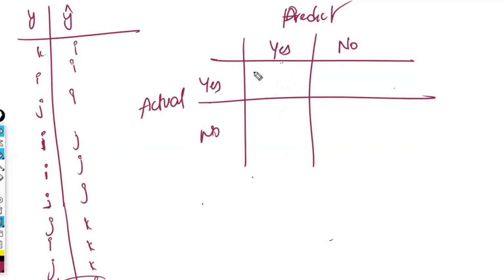Now, this value is where actually the person is having cancer and predicted also cancer. For this, no problem, you have done it correctly. Now, the person actually has cancer, but you have predicted no cancer. Now, in this case, what happens? The person will not take any kind of medicines and there is a high probability that he might die.